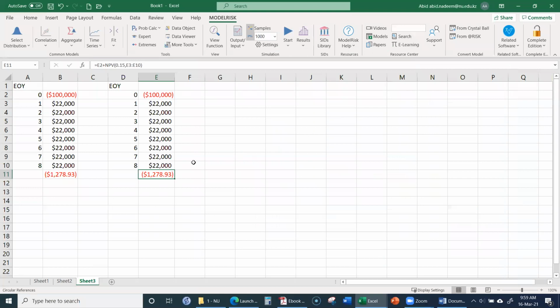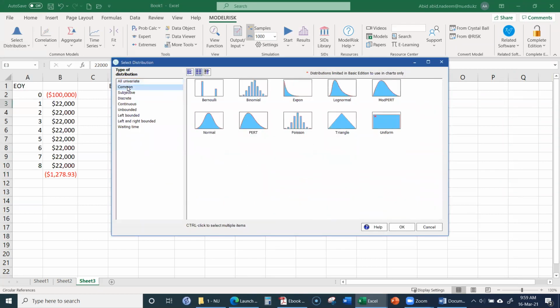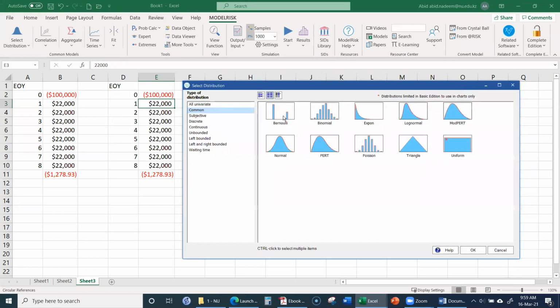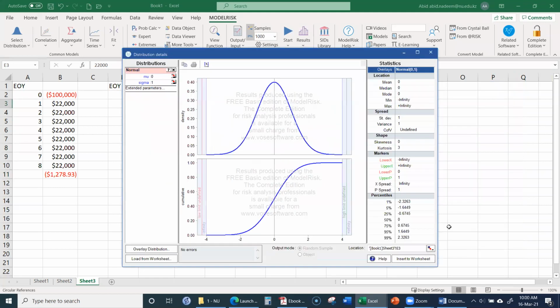I need to cancel it over here and then select this column first, because here I want to apply the distribution. I want to change these values of the annual benefits. So I will first select it and then I will select the distribution. I will go to the common, and in the common, because in this case my focus is to use the normal distribution. So I will select the normal distribution over here and then I will click OK.